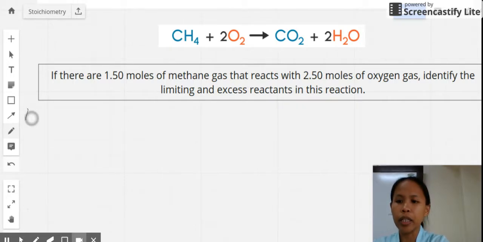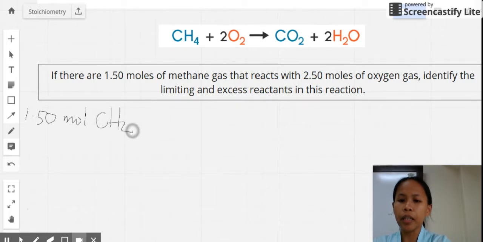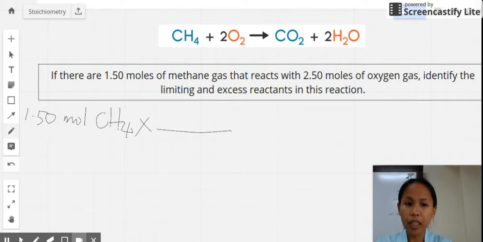So for our methane gas, we have 1.50 moles of CH4. And then we need to convert it to moles of another thing. Definitely not your oxygen gas, not another reactant, but you focus on any of the products. Since you have two products, you have two choices. Either you focus on CO2 or water. In this case, I want to focus on water.